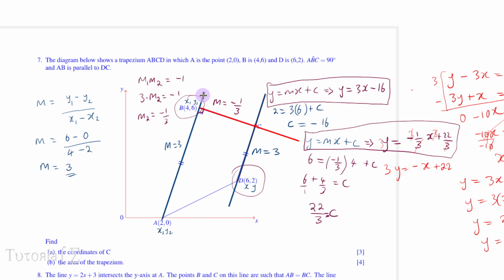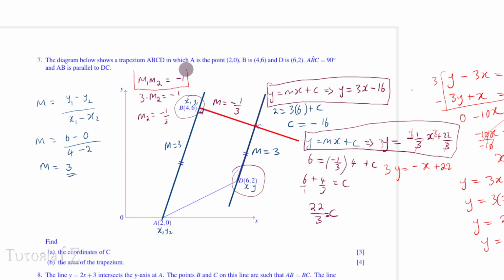So here, what you need to note is that two lines that are parallel have the same gradient. So you can find the gradient since you have this point here and this point. You can find the gradient of this one, then it will give you the gradient of this one. After you find the gradient of this one, you also need to find the gradient of this other line by using the formula here.